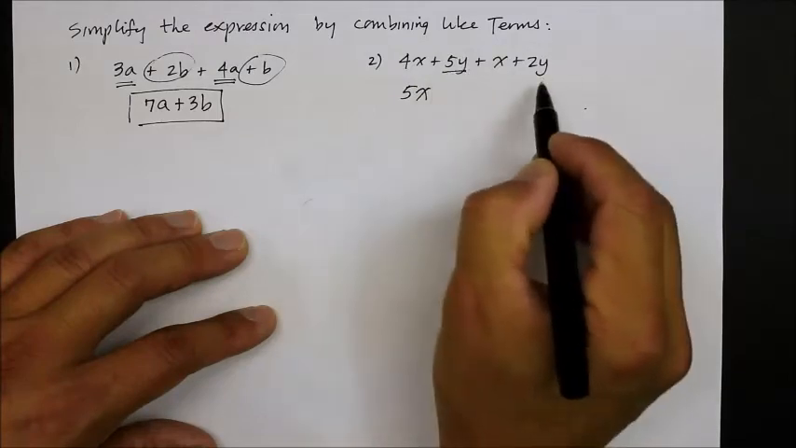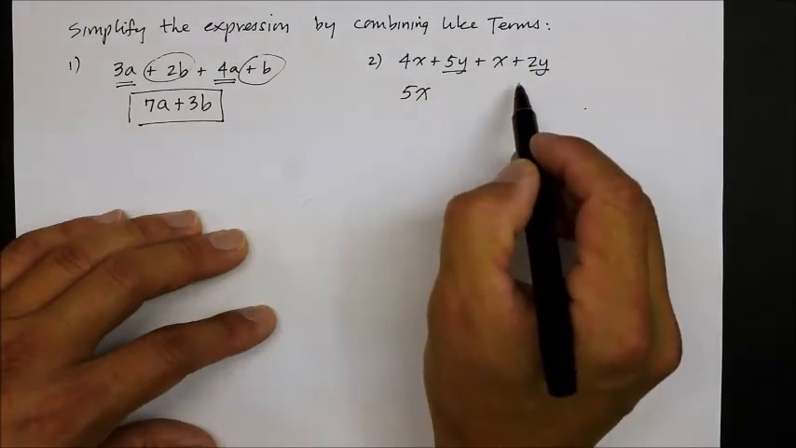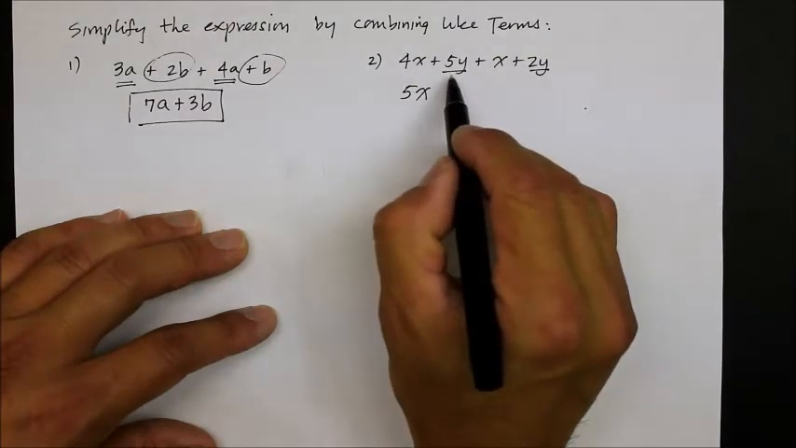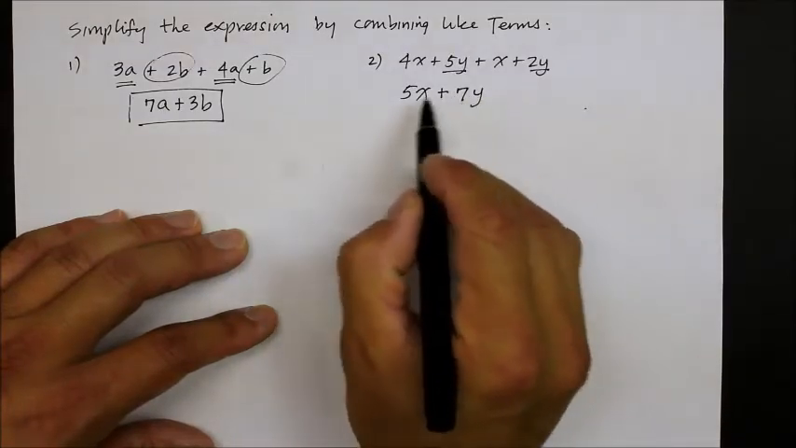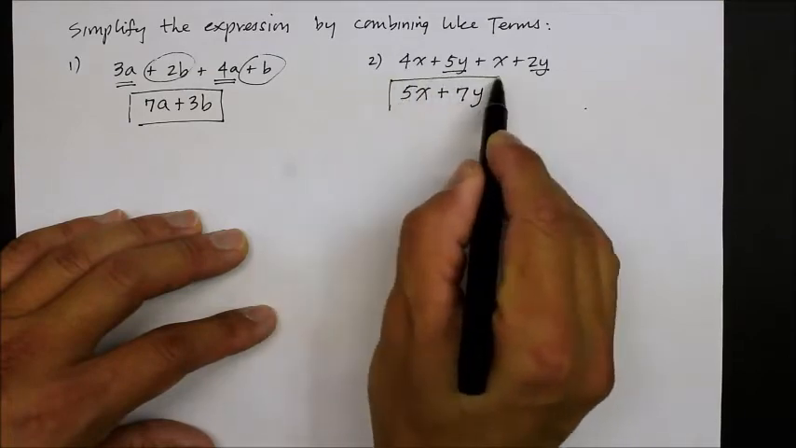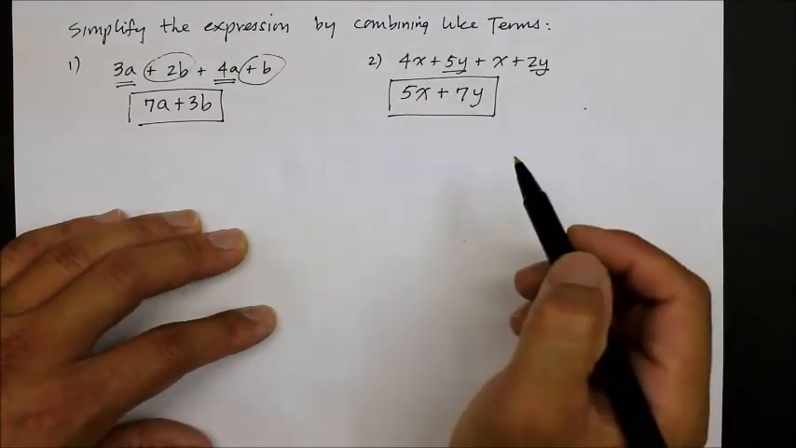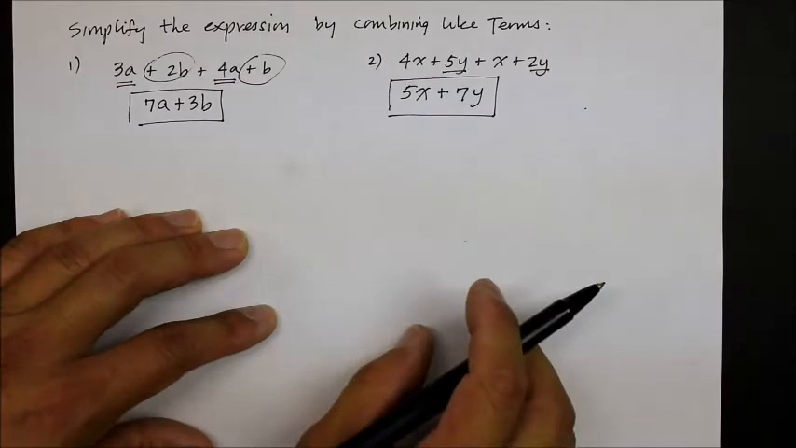And here we have 5y, and here's 2y. And they're both positive, so you add them to become 7y. And since x and y are not like terms, you leave it like that as your final solution to this expression. And that's all there is to it.